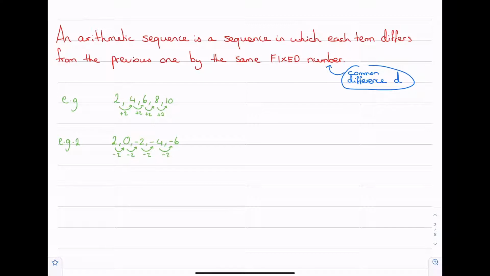The key thing to notice here is that there can also be negative common differences. So here we have 2, 0, minus 2, minus 4, minus 6, which has a common difference D of minus 2. So here we have D is 2, and here we have D is minus 2.